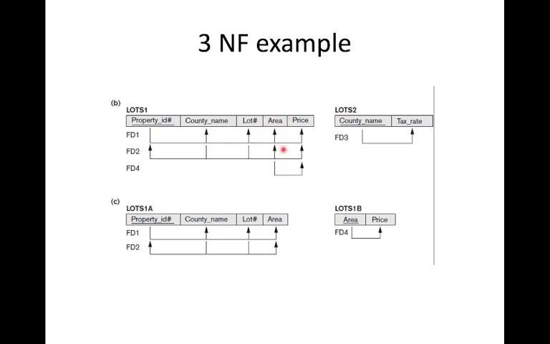So we have to make it third normal form. For that, we have to remove area and price into another table. This functional dependency should be removed and stored in another table. So this will become like this, area to price.